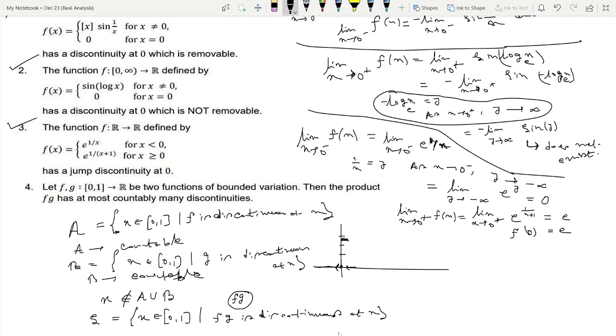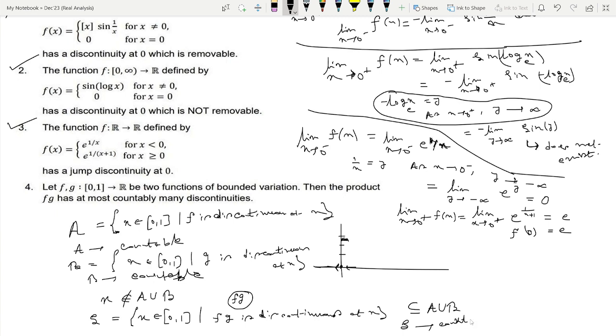So clearly this set should be a subset of A union B, because if we take one point which belongs to the complement of A union B, then at that point fg is continuous. So the set of discontinuities of fg is a subset of A union B. Here A is countable, B is countable, so A union B is countable, and as S is a subset of this, S is countable.